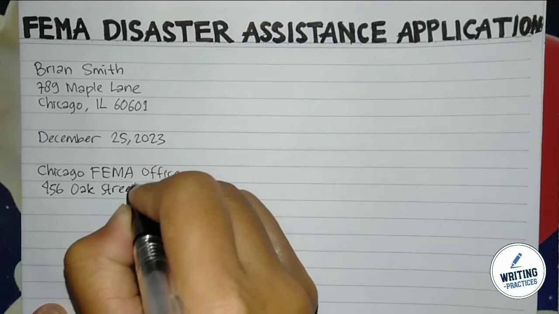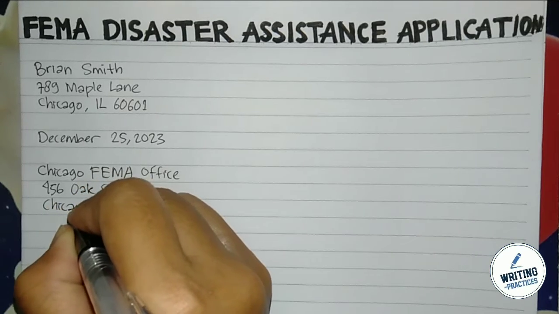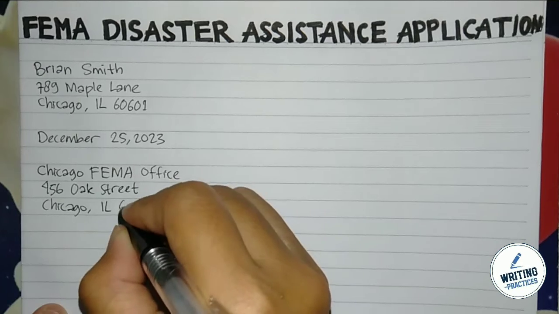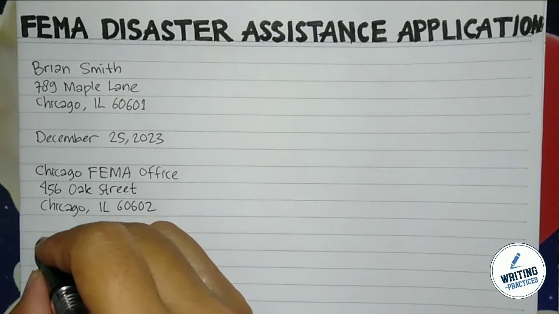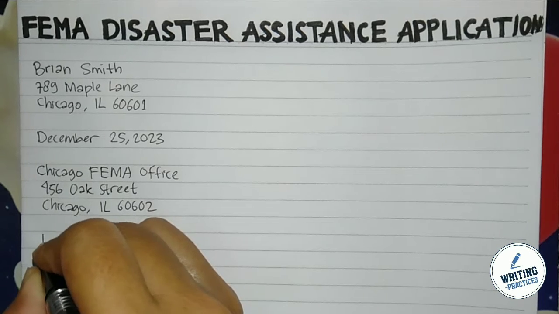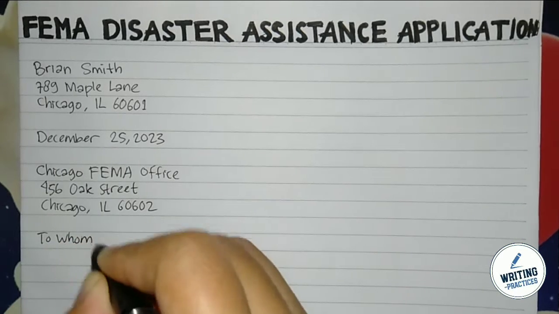And then, write the information about the recipient. You can write the full name. But, if you have no idea, you can simply write the office name. In this case is Chicago FEMA office. And under it, write the address of the office. Don't forget to mention the number, street name, city, state, and zip code.